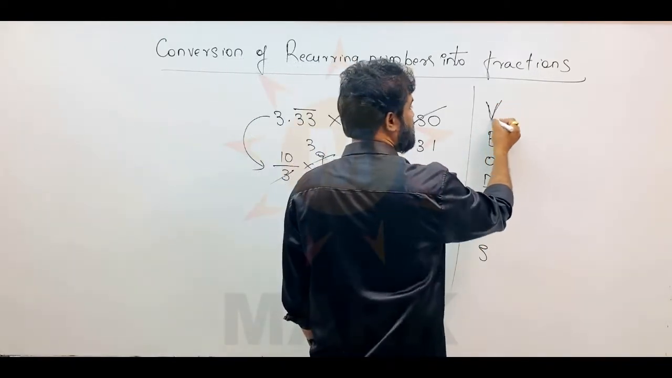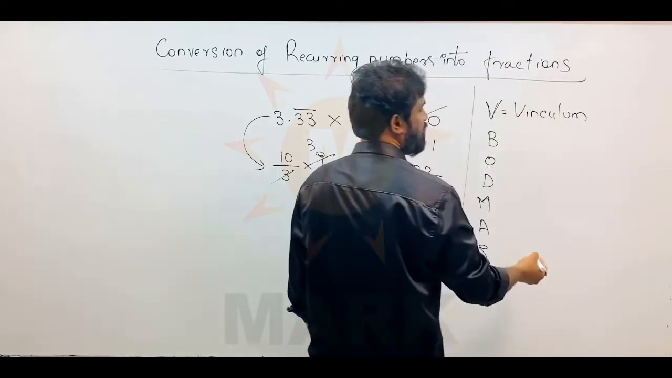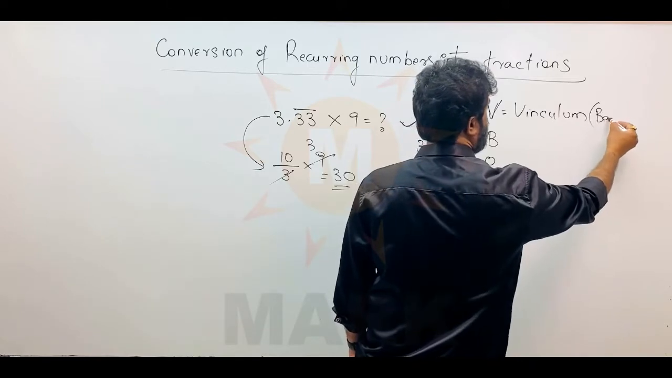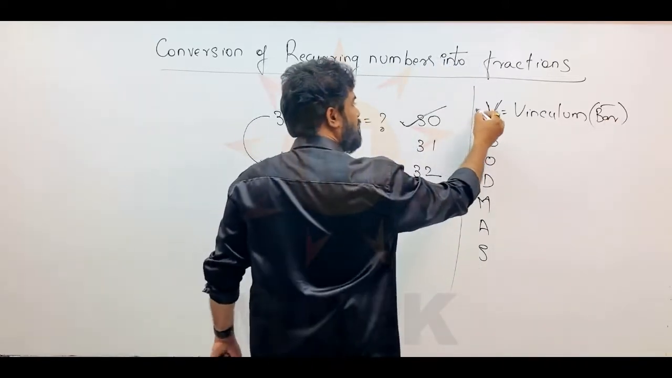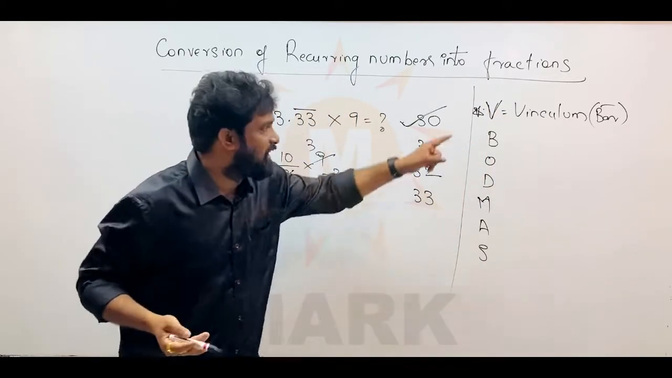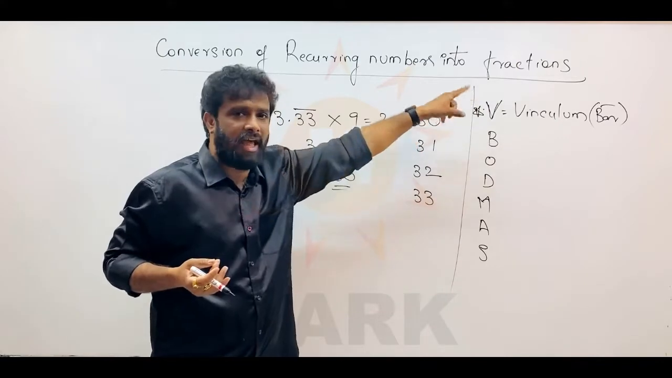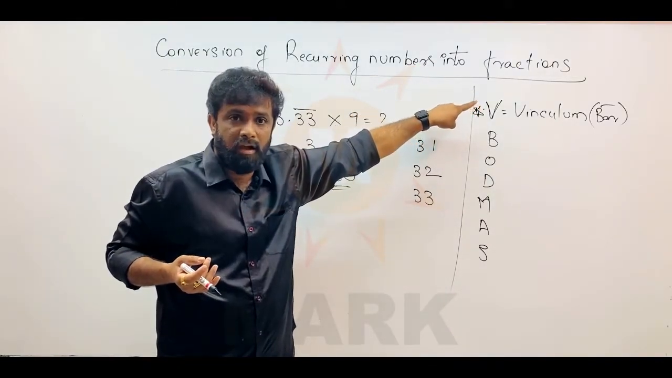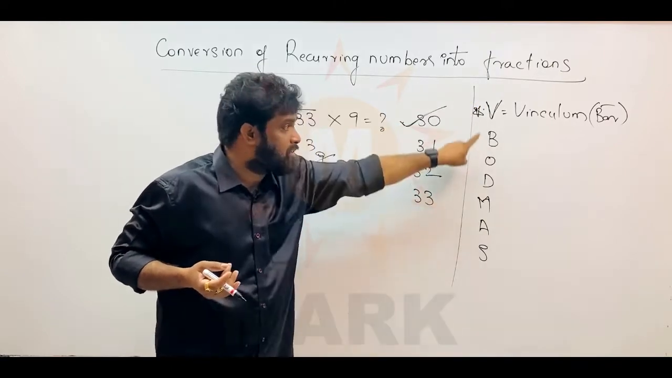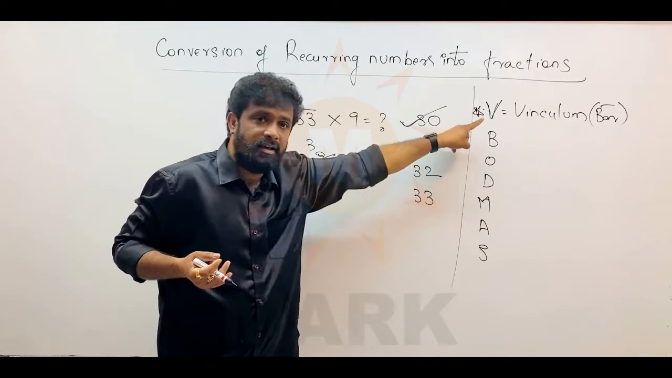V stands for vinculum. What is vinculum? Vinculum means bar or line. So in the full form of BODMAS also, V comes first. That means if any bar numbers are there, if any recurring digits are there, vinculum, bar, line, they should be operated first. Unless you clear that, you can't go into the BODMAS rule. So without handling this V part, you cannot handle the BODMAS rules also.